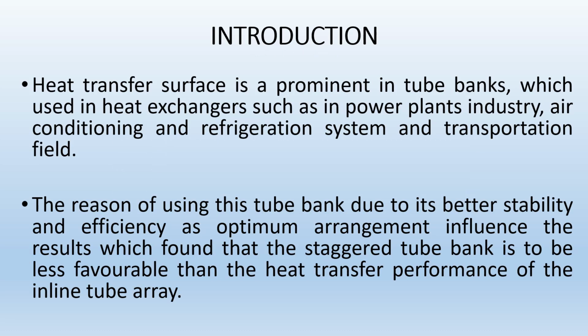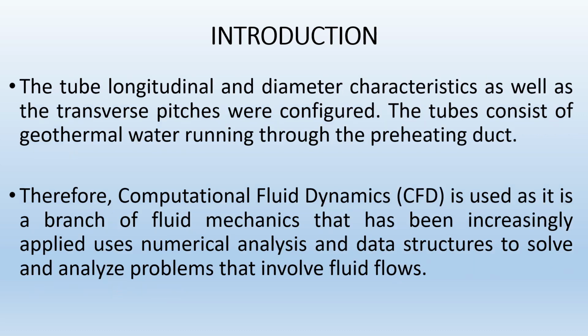Introduction. Heat transfer surface is prominent in tube bank. We use it in heat exchangers such as in the power plant industry, air conditioning and refrigeration systems, and the transportation field. The reason for using this tube bank is its better stability and efficiency, as optimum arrangement influences the result. We found that the staggered tube bank is less favorable than the inline tube array in heat transfer performance. The tube longitude and diameter characteristics as well as the transverse pitch were configured.